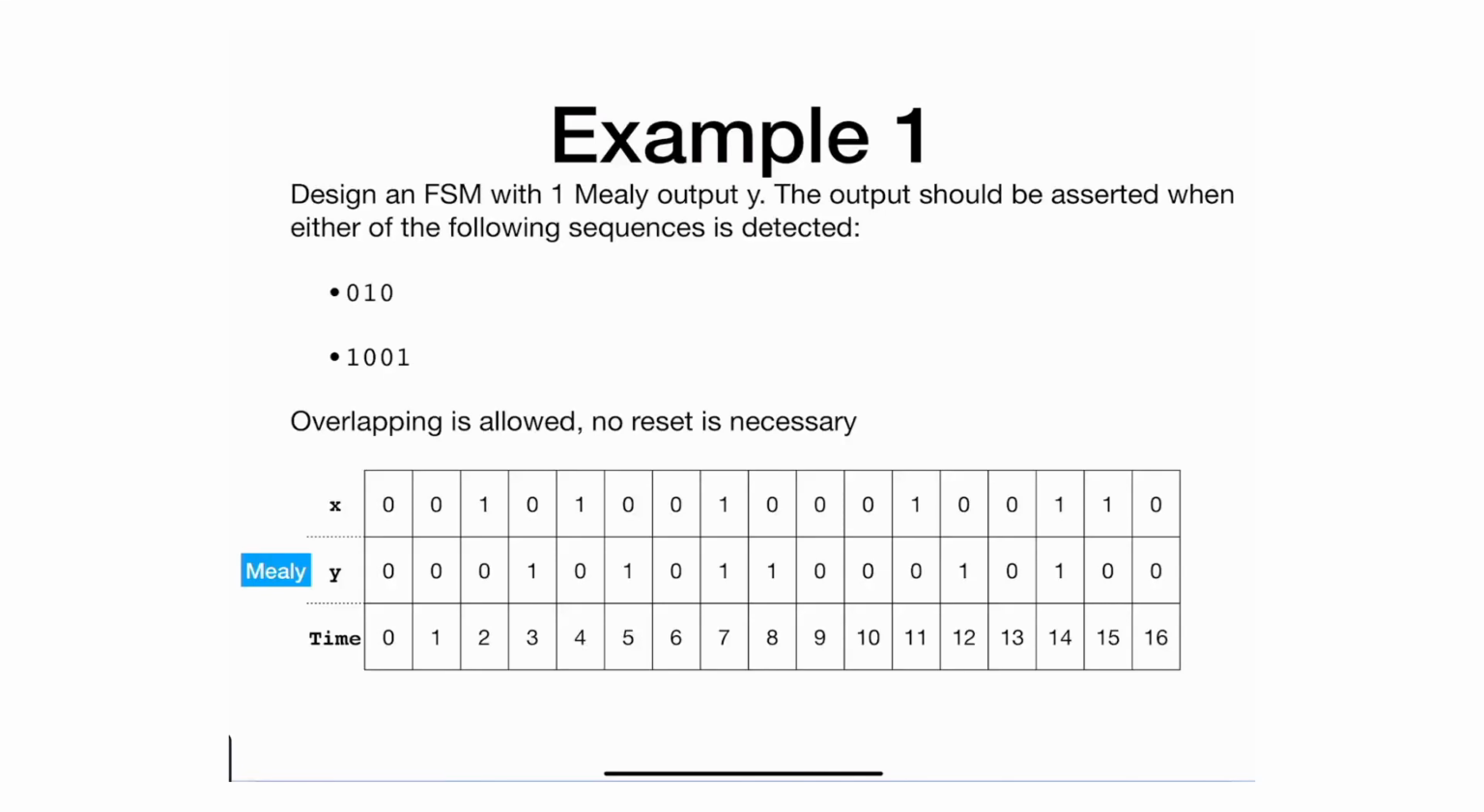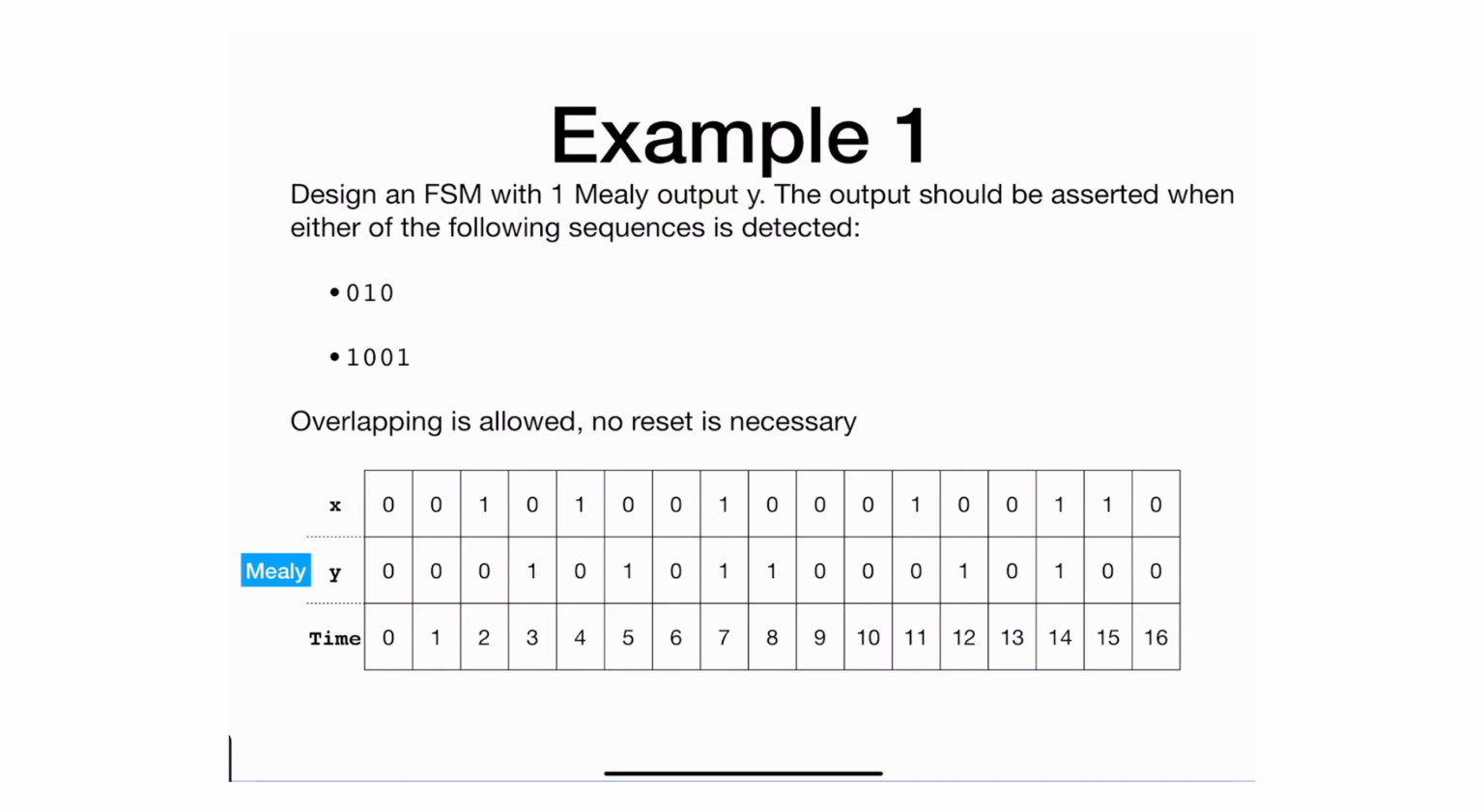Finite state machines can do a lot more than just detect a single sequence of ones and zeros. In this series of examples, I'll show you more complex designs and I'll walk you through how I actually go through the design process itself. So example 1 asks me to design a finite state machine with one input X and one Mealy output Y.